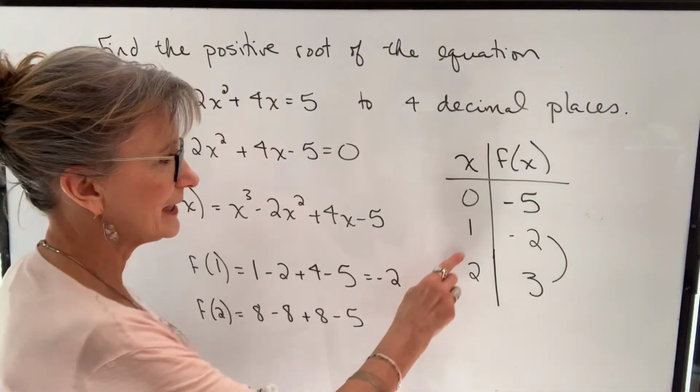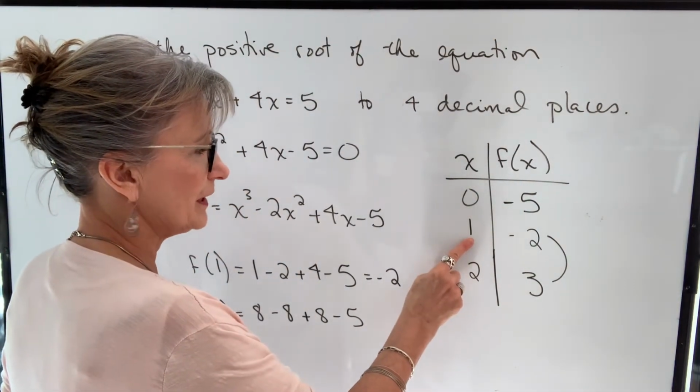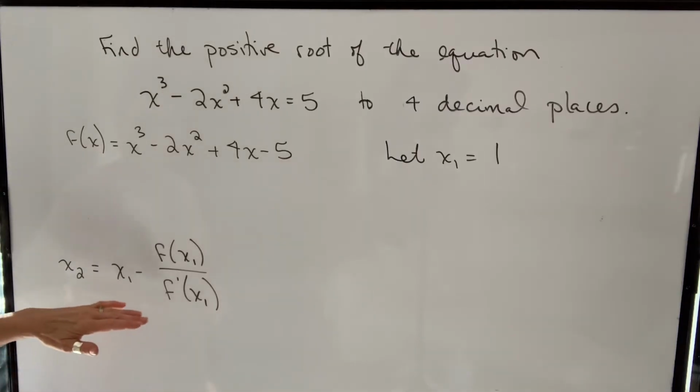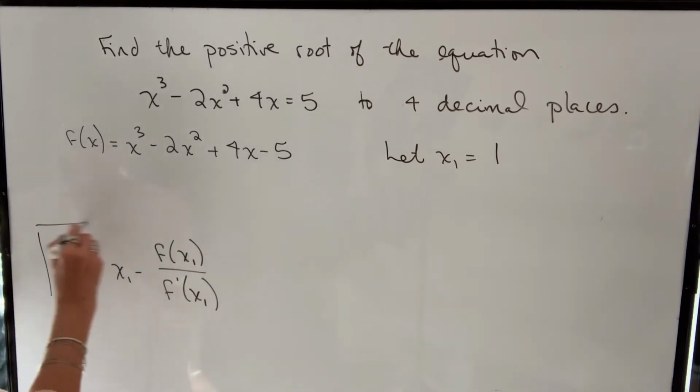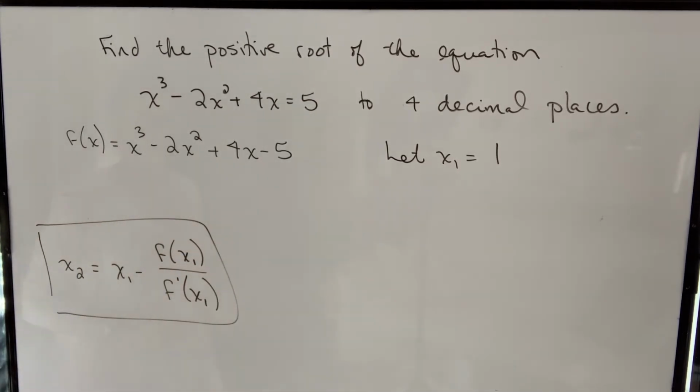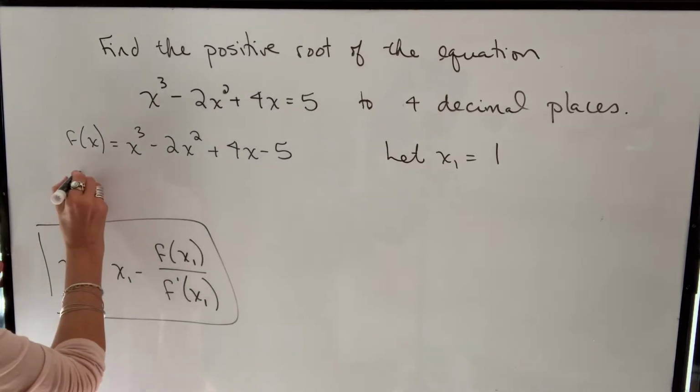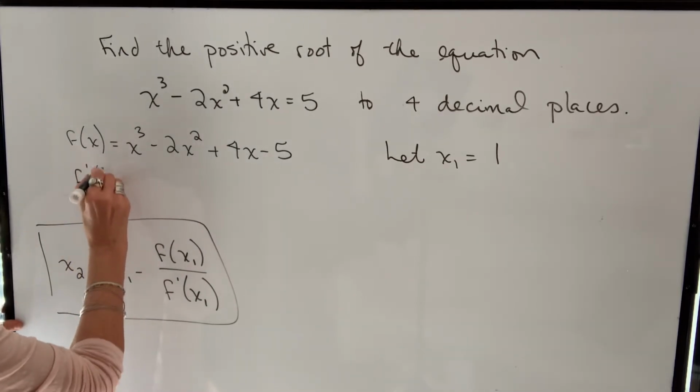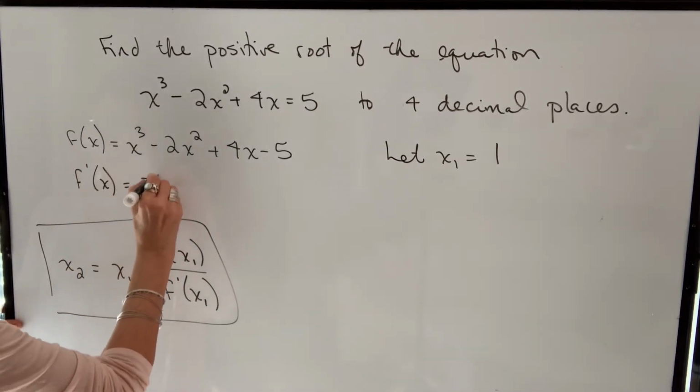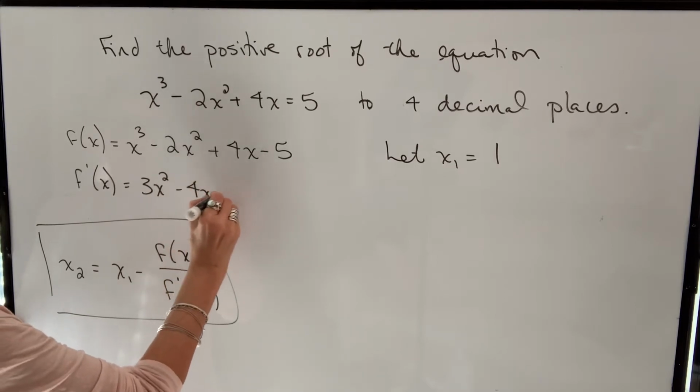So let's let x1 equal 1. In order to find x2, which is this formula, this is Newton's formula for solving an equation, we need the derivative. So let's find the derivative of this function. It'll be 3x squared minus 4x plus 4.